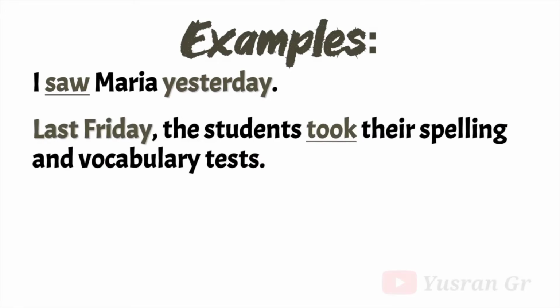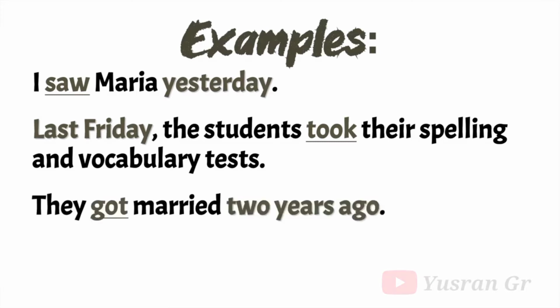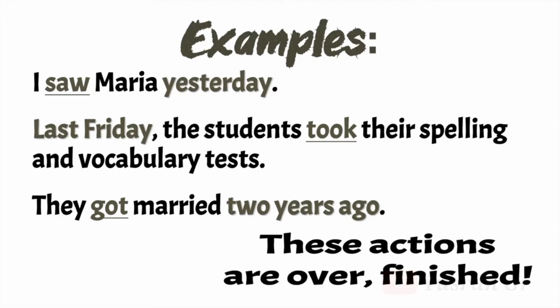Last Friday, the students took their spelling and vocabulary tests. So took is the irregular past of the verb to take. They got married 2 years ago. Got is the irregular past of the verb get. These actions are over. They are all finished.